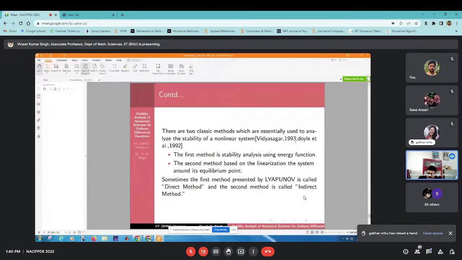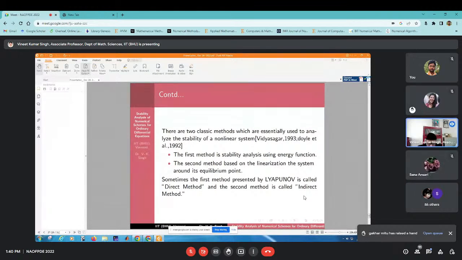Vidyasagar, in 1993 and 1992, the two authors proposed the schemes. The first method is known as stability analysis by using a function, and the second method is based on linearization of the system around its equilibrium point. These are the two techniques to analyze the stability of any nonlinear ODE. If you wish to analyze a nonlinear ODE, these two methods are well known: the energy method or the linearization technique.